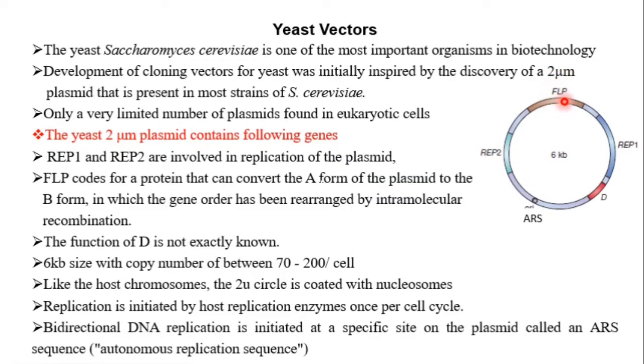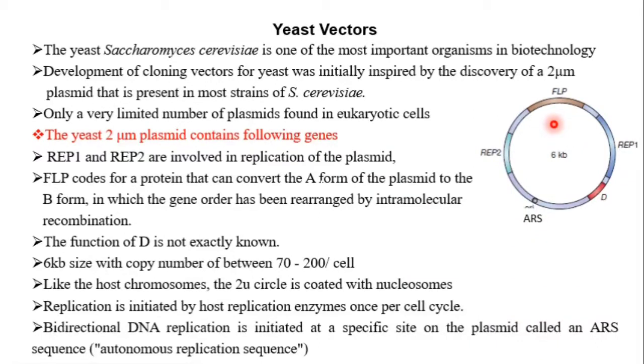The FLP gene is present in the 2-micron plasmid. The role of the FLP protein is to convert the A form of this plasmid into the B form. This conversion of the A form to the B form means that the FLP protein will rearrange the genes present in the plasmid.